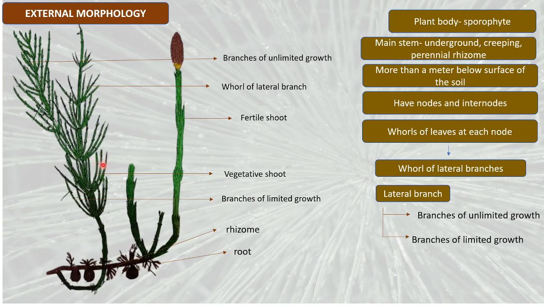So there is presence of nodes and internodes, but these are not going to have any further branching, whereas the branches of unlimited growth will have further branching and will give rise to more branching, right? So these limited ones also have nodes and internodes, but they do not branch, whereas the branches of unlimited growth will branch, right? As I told, there is no further branching in the branches of limited growth, and these structures that you see are tubers, right?